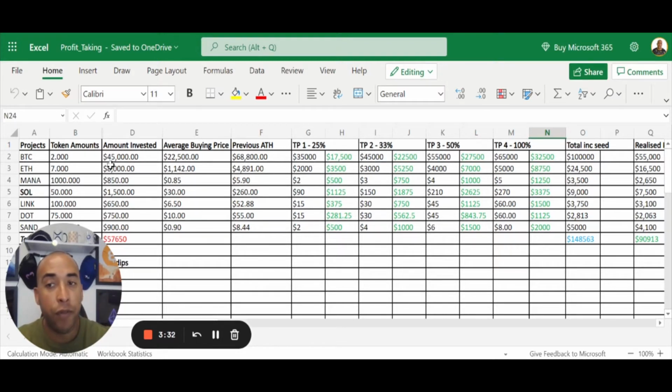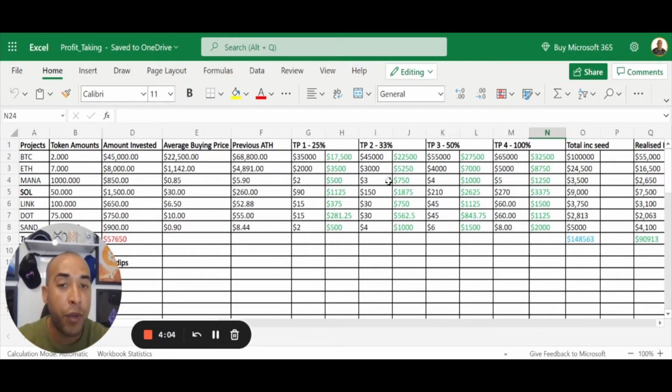So, for example, $45,000 invested at a $35,000 price, I would get $17,500 back by selling 25% of my Bitcoin. And the reason that works is if we look at the average buying price and then we look at the first take profit price, we're now in profit. And I've also got 25% of my initial investment back as well, which gives me that $17,500.